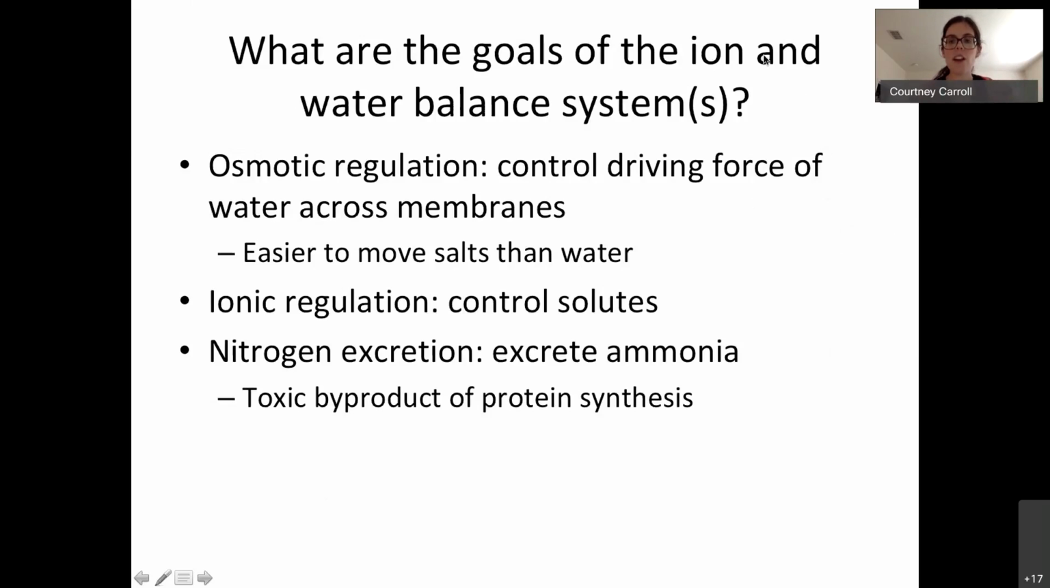Great. Any questions at this point? No, okay. So 3 goals. We have osmotic regulation, we have ionic regulation, and then the other goal is the nitrogen excretion component. It's to excrete ammonia. Keep in mind, ammonia is a toxic byproduct of protein synthesis. So you want to think to yourself, as you look at different systems, how are they meeting these 3 goals? How are they meeting the goals of osmotic regulation, ionic regulation, and nitrogen excretion?